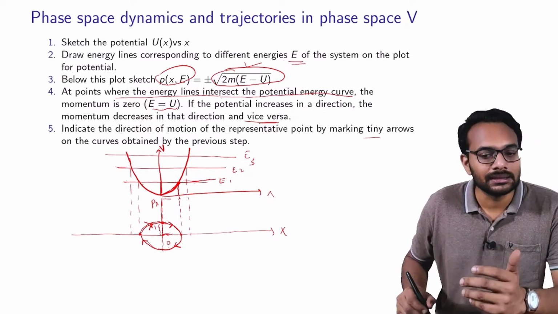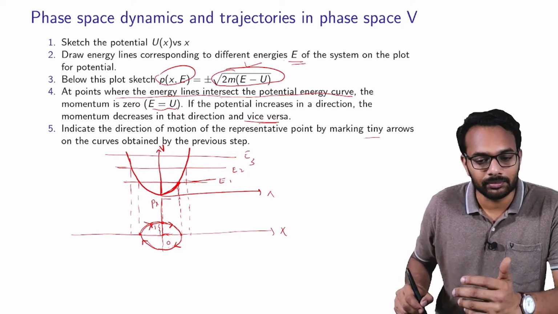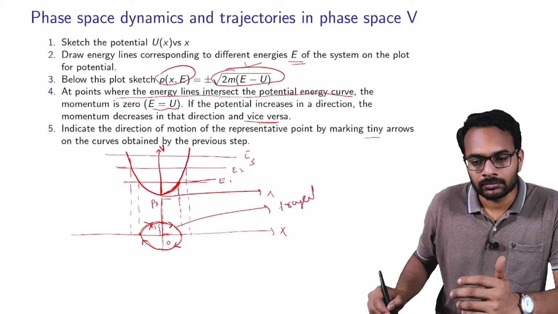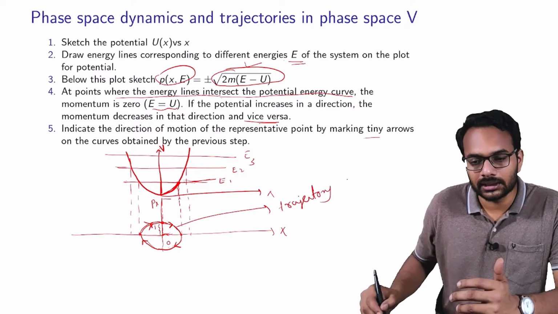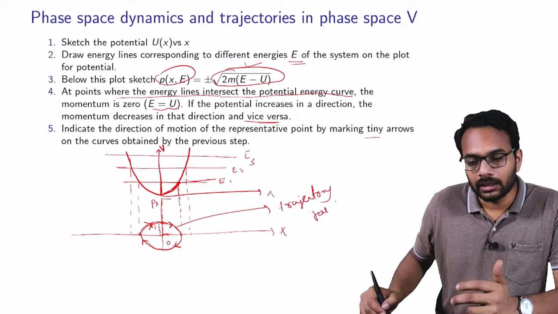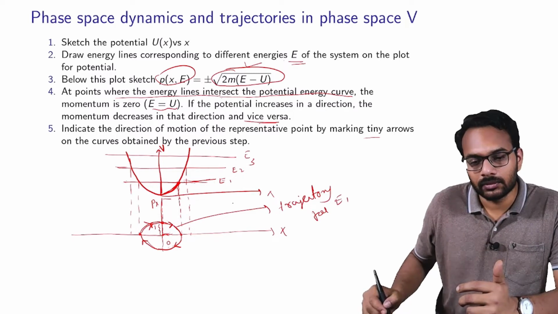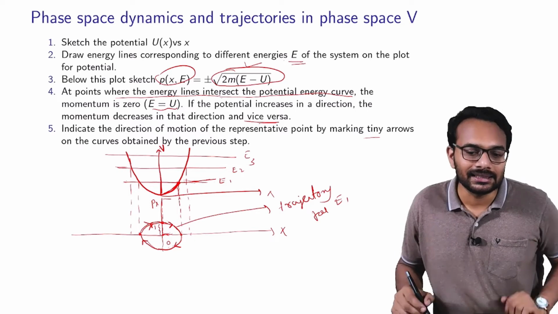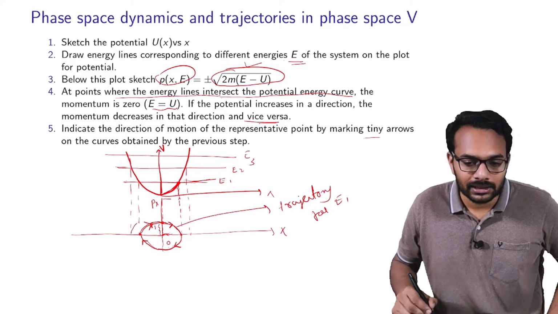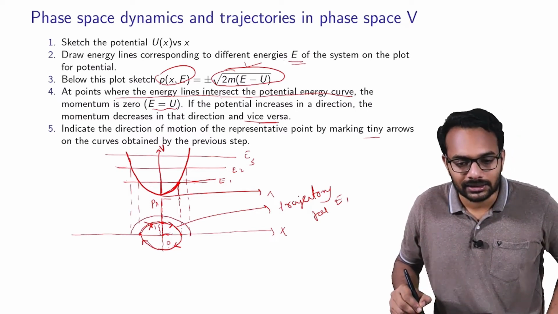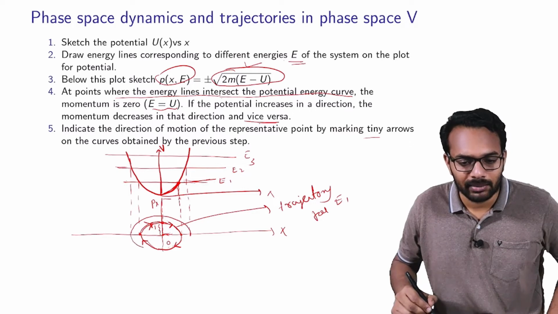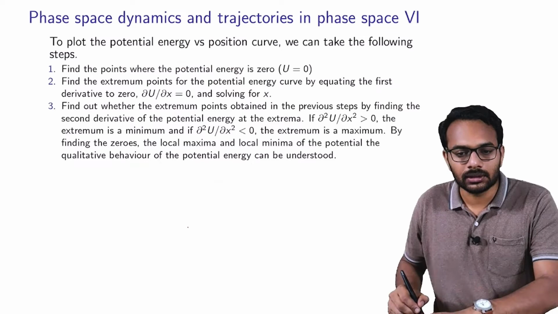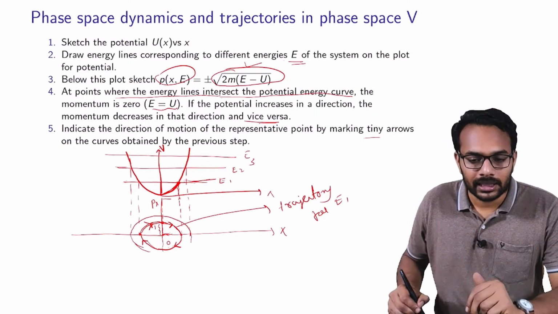What if the energy is E2? Let's say that this is the trajectory for energy E1. What about E2? If the harmonic oscillator has energy E2, then you will get a corresponding curve along this line. You can actually imagine this thing.